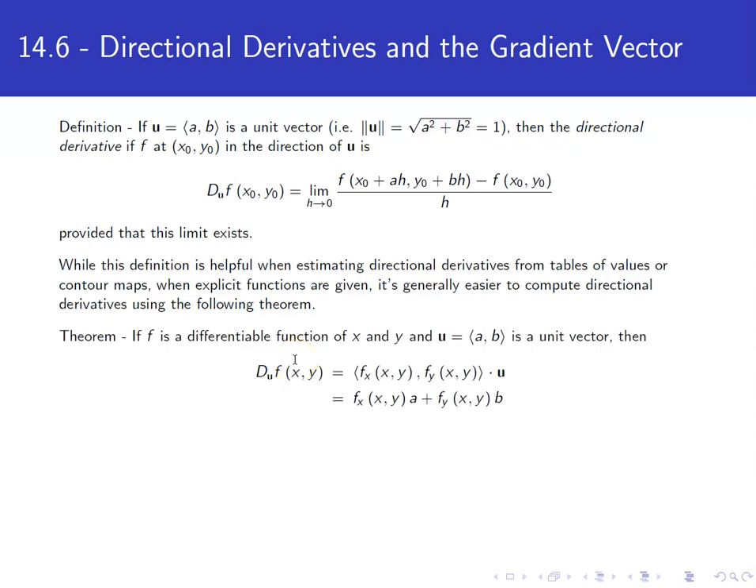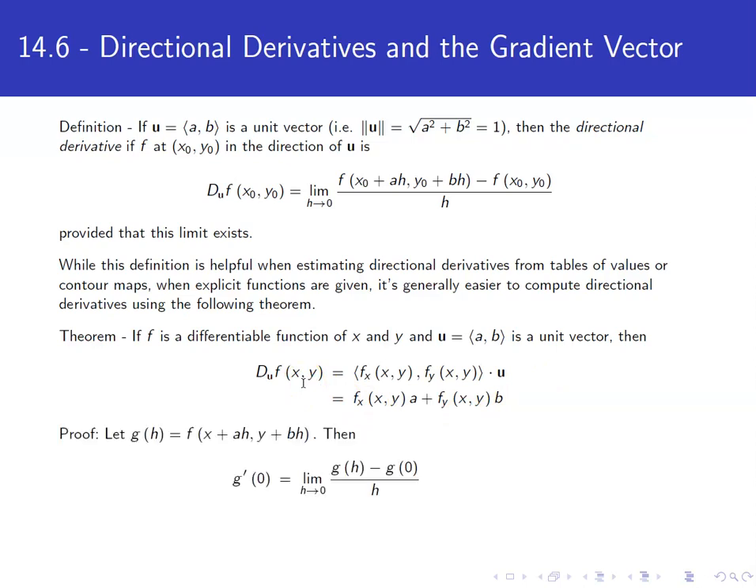And that theorem is that I can find the directional derivative in the direction of a unit vector u by taking the dot product of the vector formed by the partial derivatives with respect to x and y with that unit vector u. So we get the partial derivative with respect to x times a plus the partial derivative with respect to y times b. That gives us our directional derivative in the direction of u for our function.